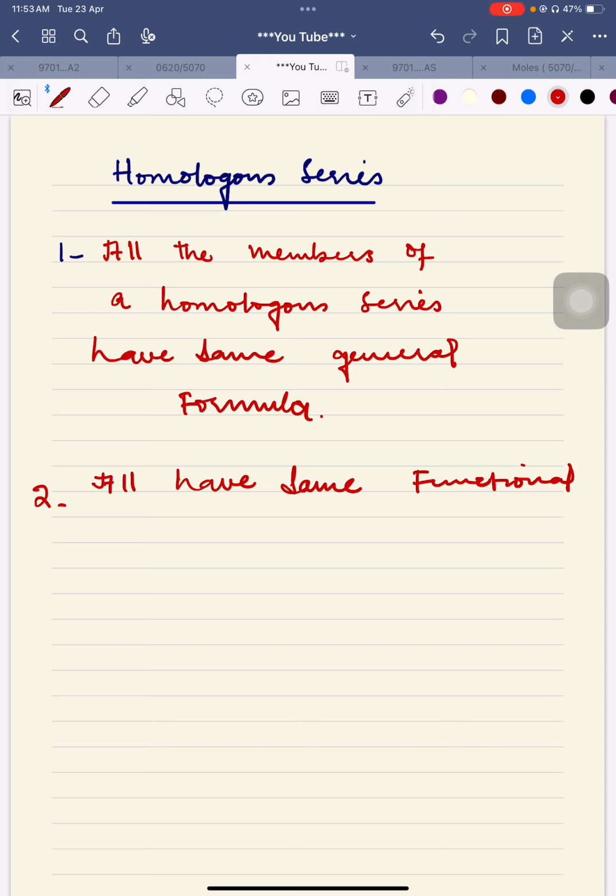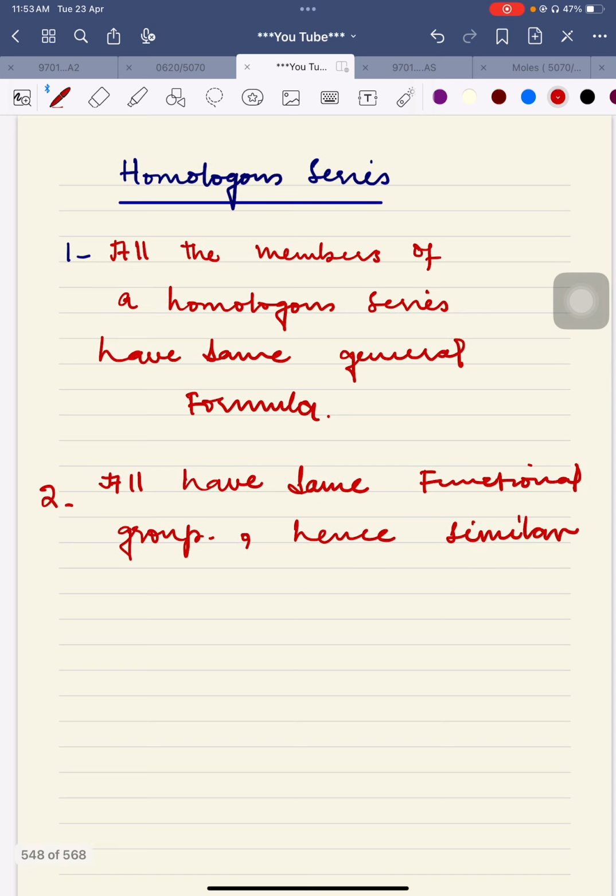All have the same functional group, and hence similar chemical reactions. It means that chemical reaction and functional group must have some connectivity between the two. Yes, hence similar chemical properties. Chemical reactions, you may say. Chemical properties are chemical reactions only.